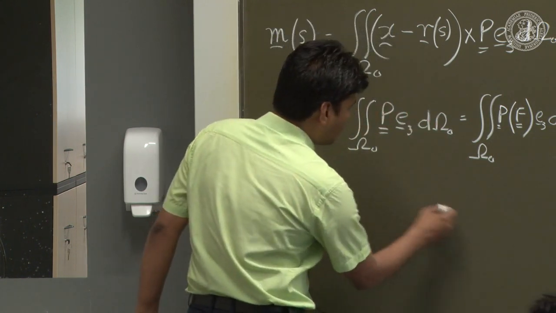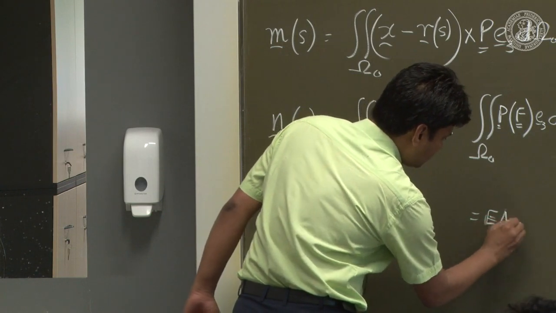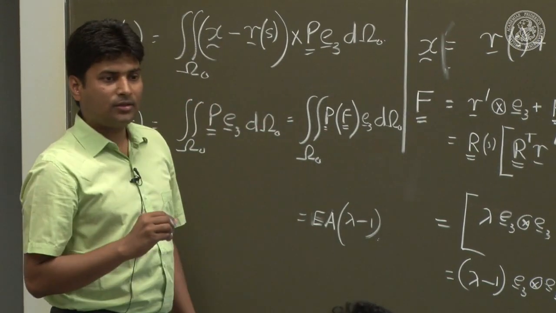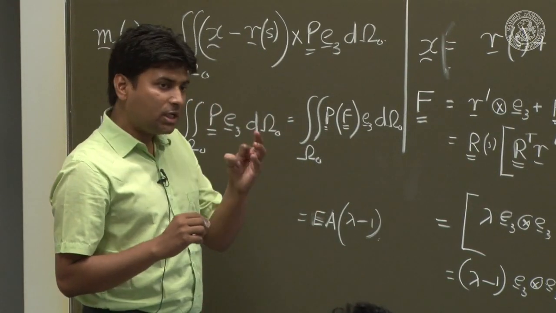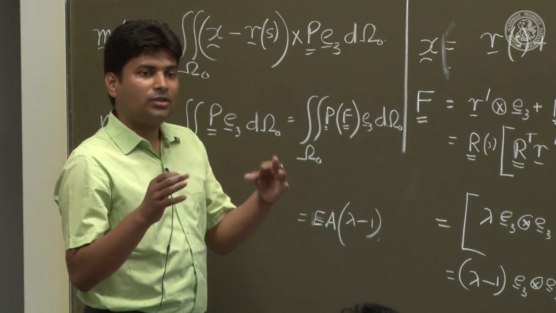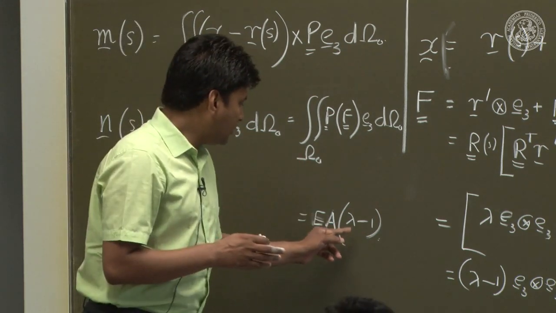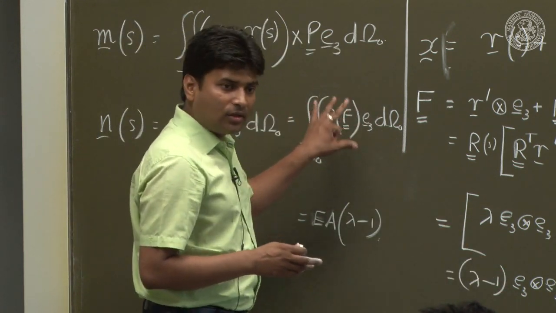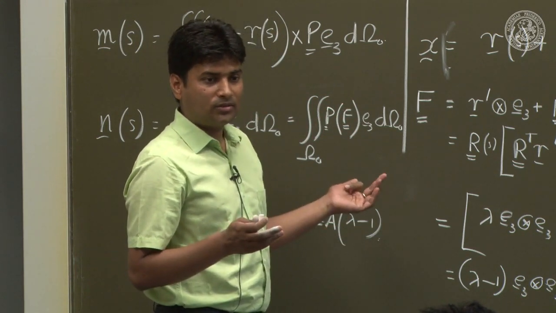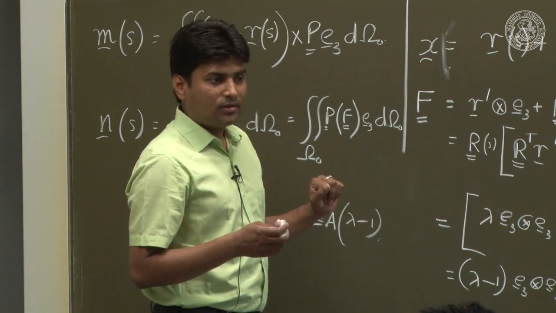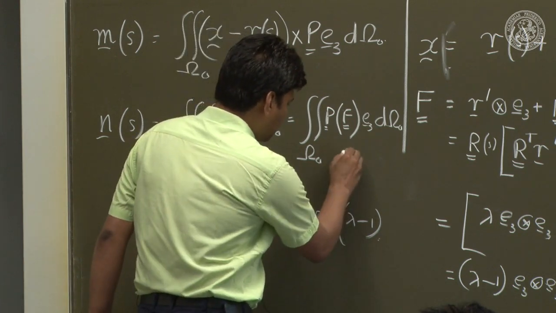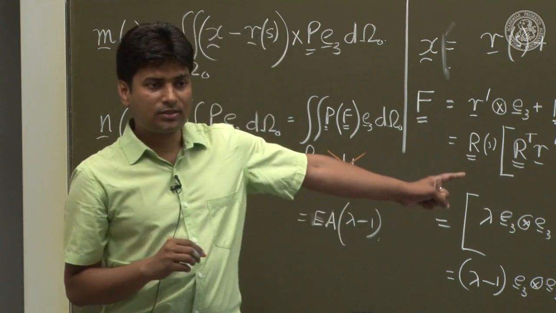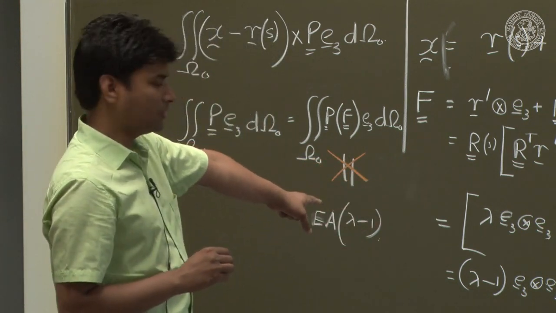So this should then come out to be EA times lambda minus 1, isn't it? If the strain is very small, linear elasticity will hold, and it should come out to be EA times lambda minus 1. But when you put this constraint kinematics in here and integrate, you will see it does not come out to be that. So these two do not turn out to be equal. So that constraint kinematics fails even for the simple case.